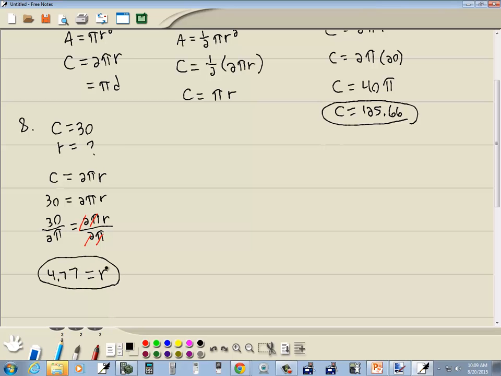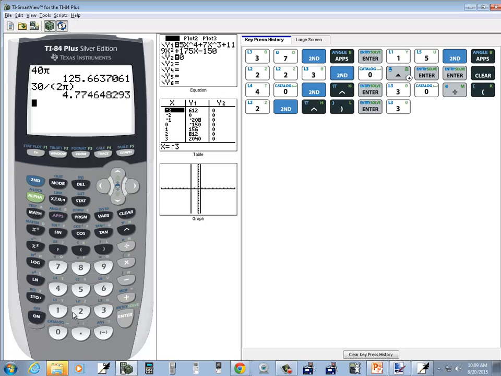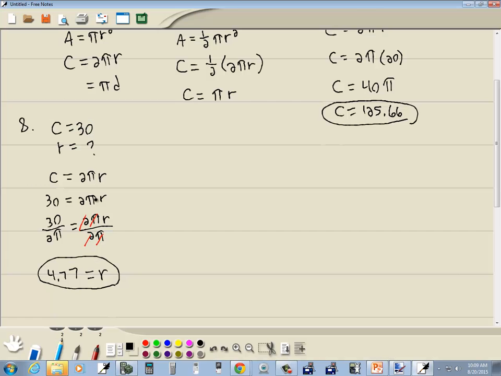Now if I didn't put the parentheses there, if I did 30 divided by 2 pi, enter, see how we get the wrong answer. So be careful on that. If you got more than a single number, single pi on your top or bottom of your fraction, numerator, denominator, make sure you put parentheses around it.